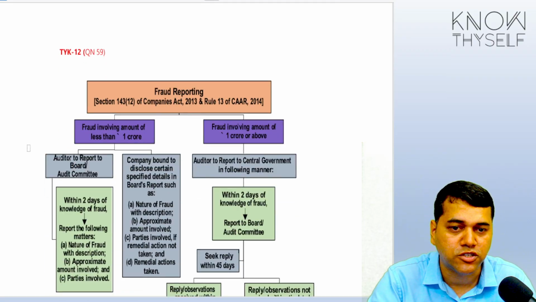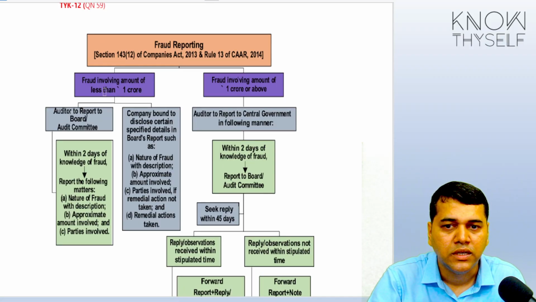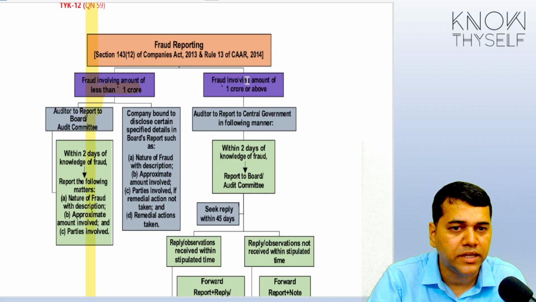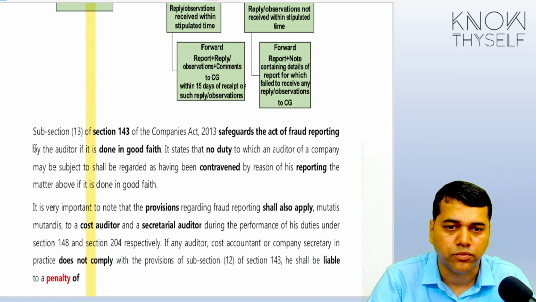So we'll see one of the test your knowledge questions. You can go through this. See whatever I have just shown you. If it's less than 1 crore, audit committee; more than 1 crore, central government, with form number ADT4.